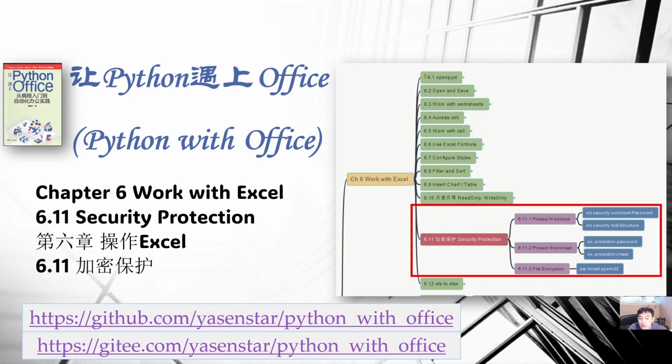6.11 is to discuss how you can protect your Excel documents. We have two layers to protect: the workbook level and the worksheet level. They have different behavior. If you protect a workbook, it applies at the worksheet level. You cannot add or modify a worksheet, but you can still make changes at the cell level. That's why we introduce worksheet level protection, which will protect the cell level.